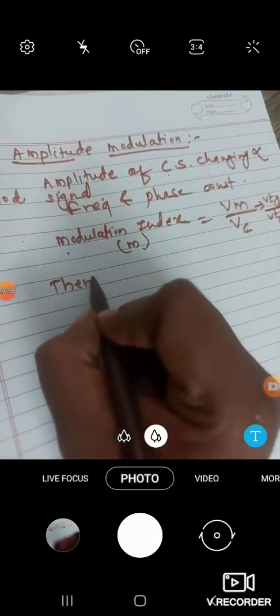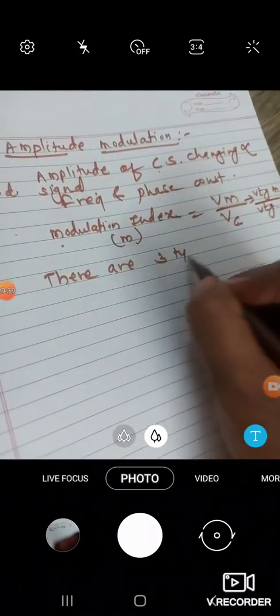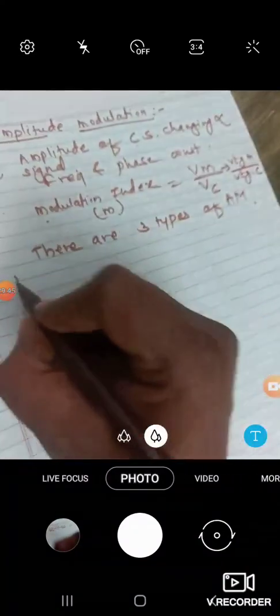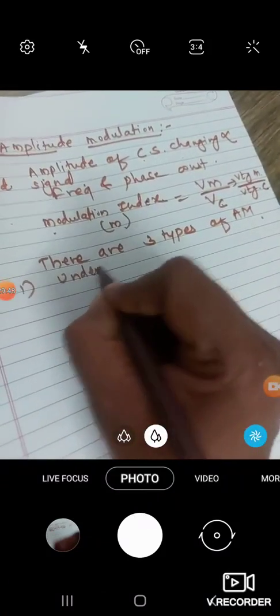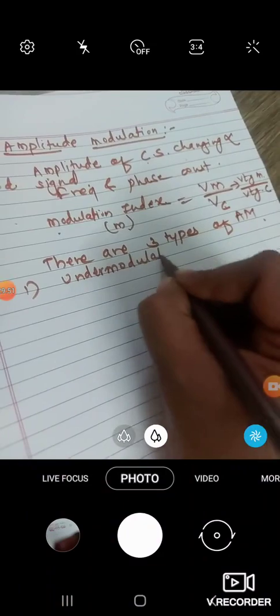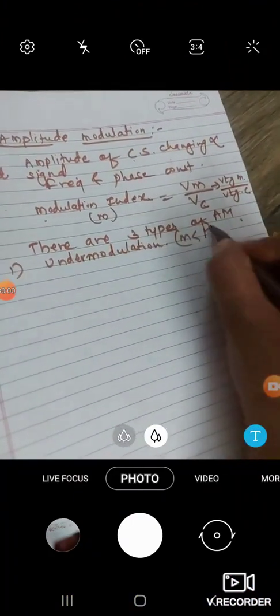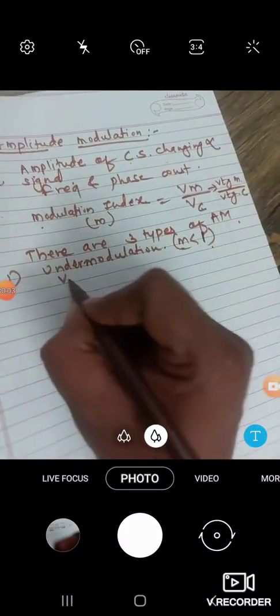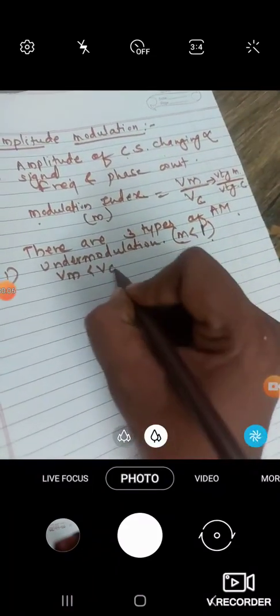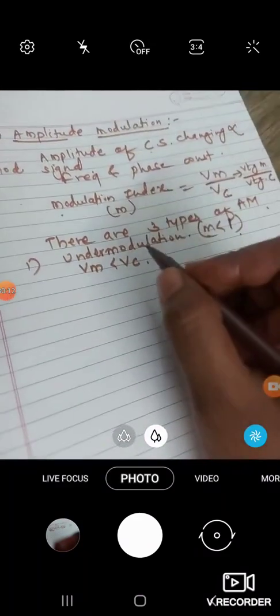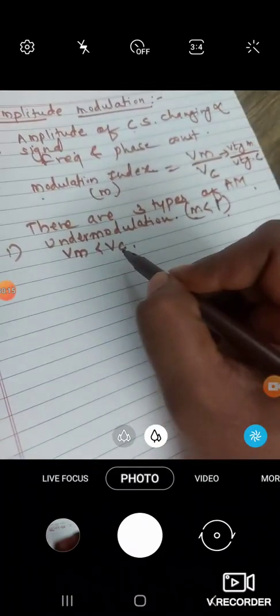So I will write here, there are three types of AM. First one is under modulation. In under modulation the condition is m is less than 1. The value of modulation index is less than 1. So Vm will be less than Vc. So when you have to draw the diagram of under modulation, you have to take the value such that Vm is less than Vc. That is the concept of under modulation.